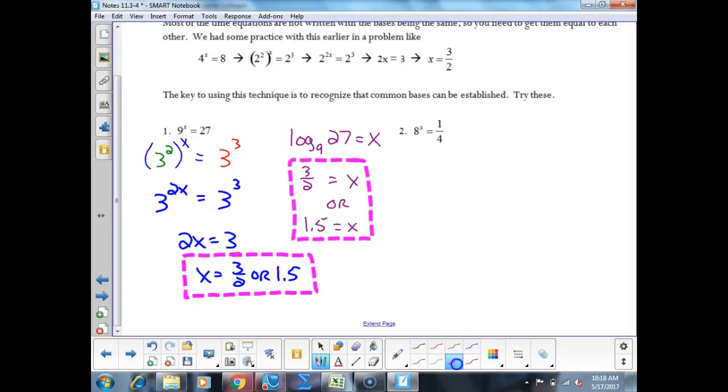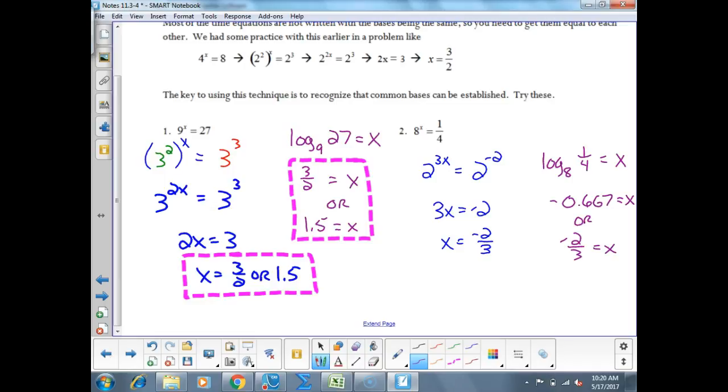What I'd like you to do now is I'd like you to do number 2. No matter which way I do it, I get negative 2/3. Which, if I was doing a change of base formula on my calculator, since we round to 3 decimal places, would be negative 0.667. Okay? Questions on that?